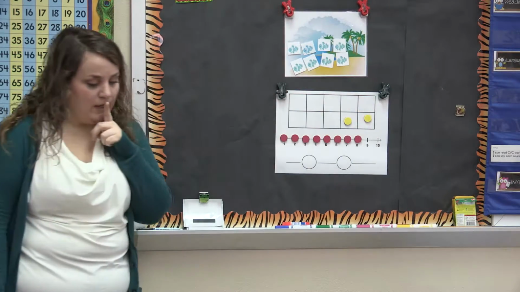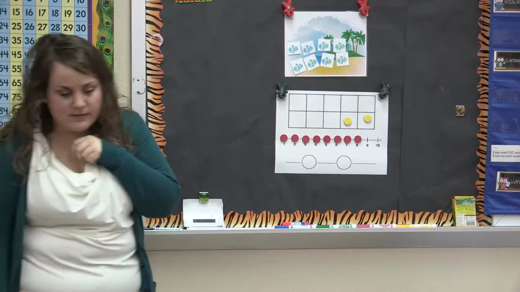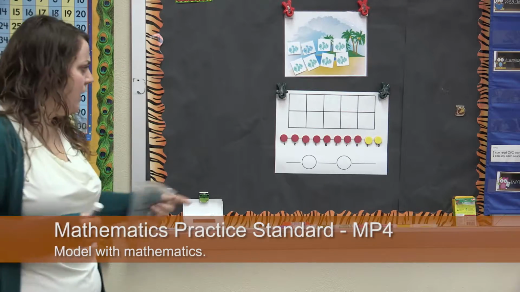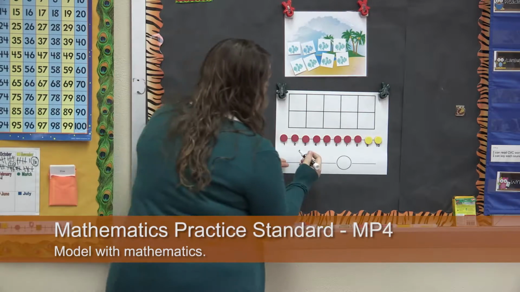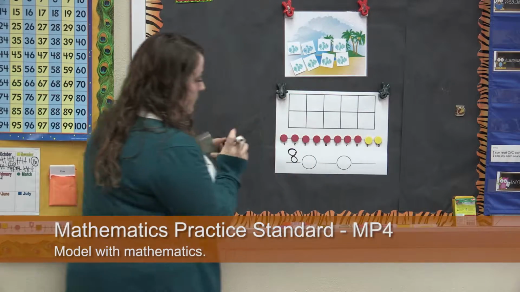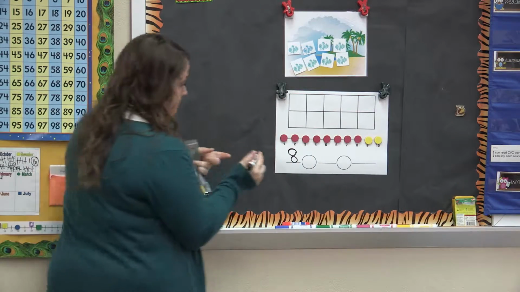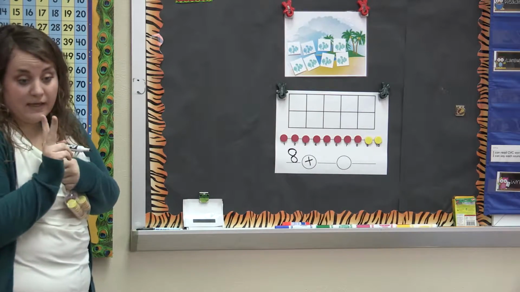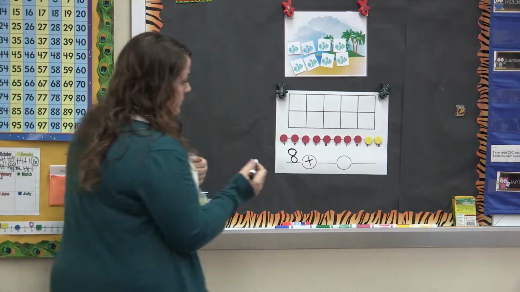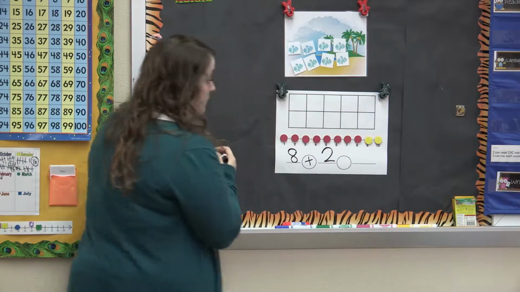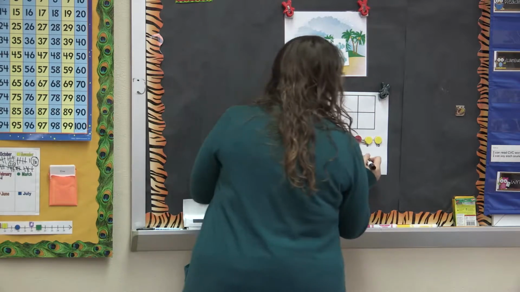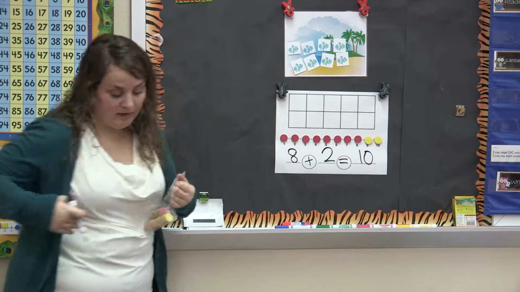Oh, and I want you to see what number we ended with. What would our equation be for this? What was our first part, the red? 8. What do I need to put in the circle? What was our second part? Our second part was the 2 yellow. Equals 10. Good job.